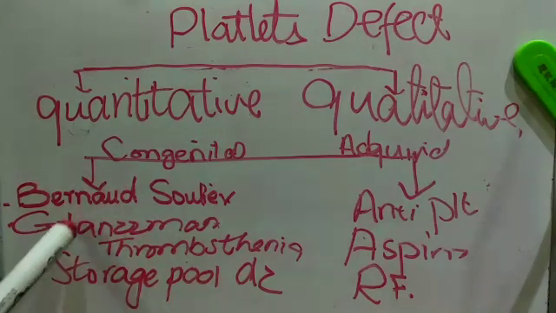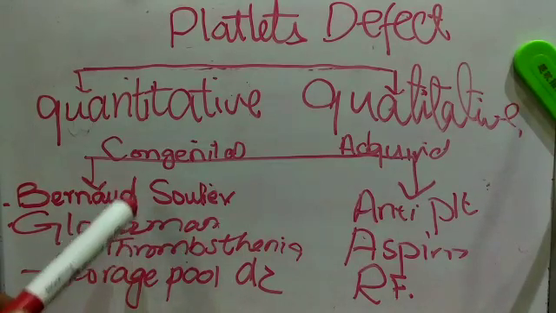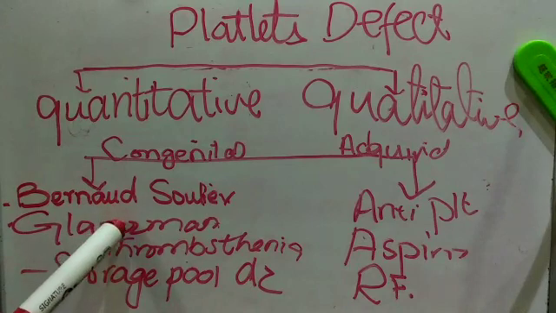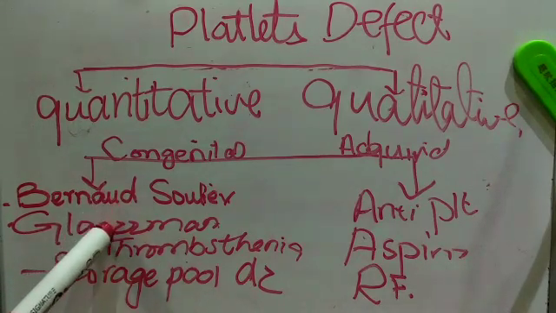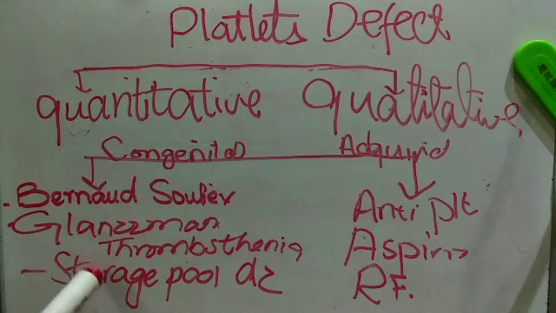The second is Glanzmann thrombasthenia, and this is due to congenital deficiency of the receptor for fibrin on the platelet, and the receptor for fibrin is GP2B3A. And the last disease is storage pool disease.